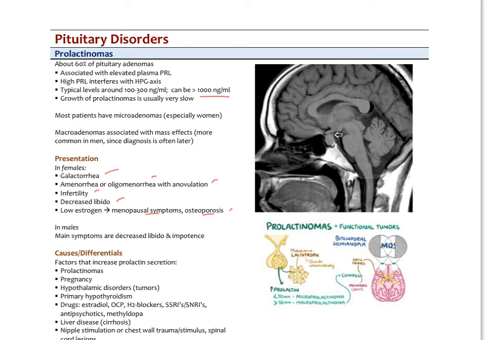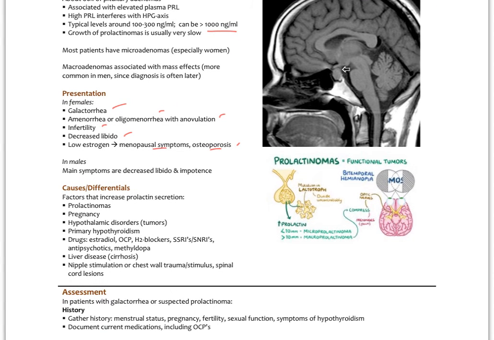Now, there's a lot of different causes, so we have to differentiate. The prolactinomas are caused a lot of times idiopathically, but there are a lot of things that can increase prolactin secretion in general. That would be things like high estrogen states like pregnancy, oral contraceptives, but also hypothalamic disorders, tumors, hypothyroidism. Remember, low thyroid states will increase prolactin. Again, medications like SSRIs, SNRIs, antipsychotics, the neuroleptics, methyldopa.